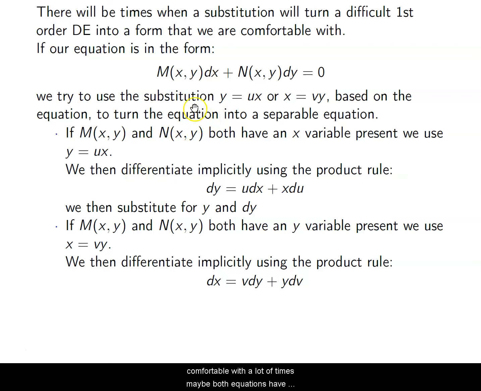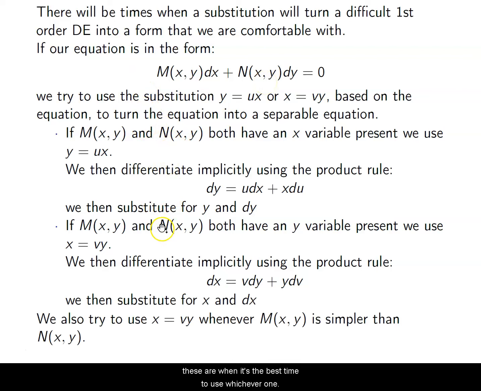A lot of times, maybe both equations have x's, but you want to substitute for y's anyways. That's fine. So here the substitutions are kind of arbitrary. There are times where you will get stuck. So this is really just guidelines for trying to make it as easy as possible. But you can really go for either one of these in kind of any case, right? It's really up to you. But these are when it's the best time to use whichever one. Okay.